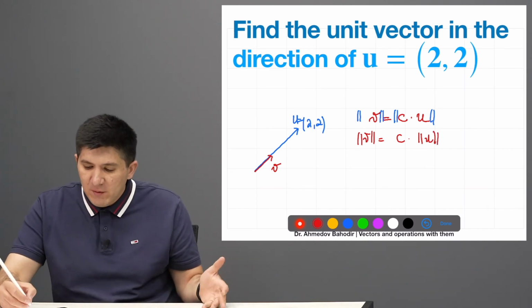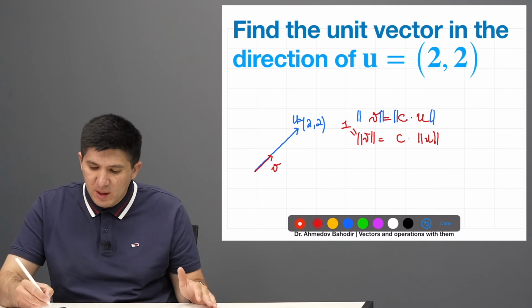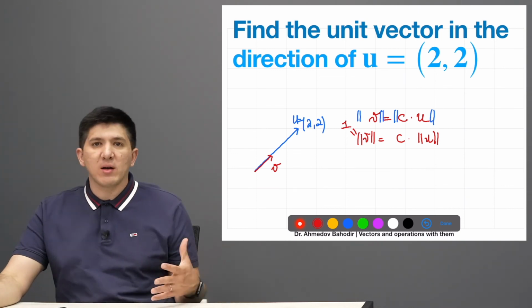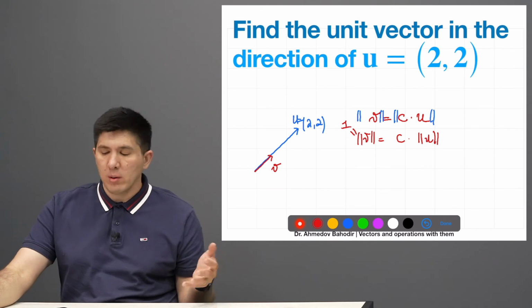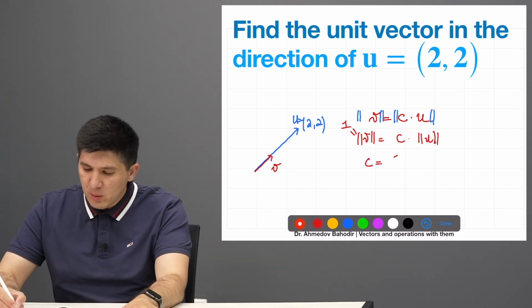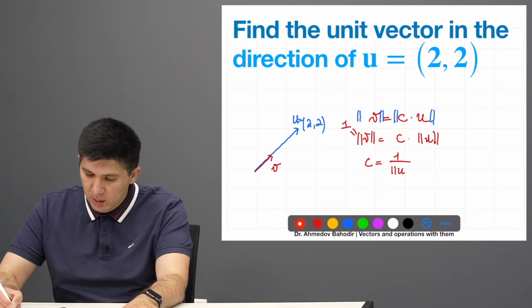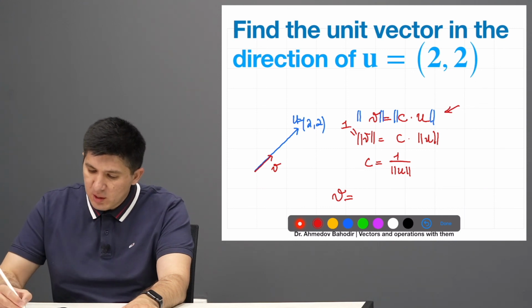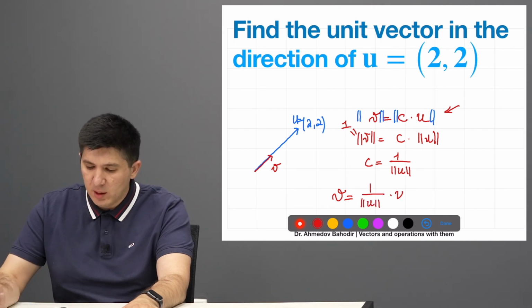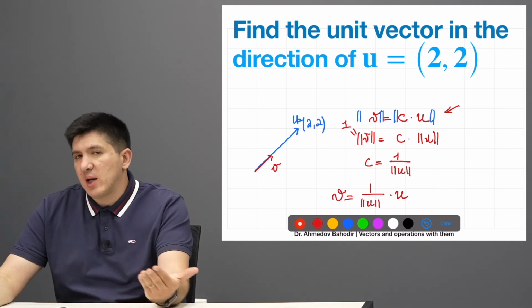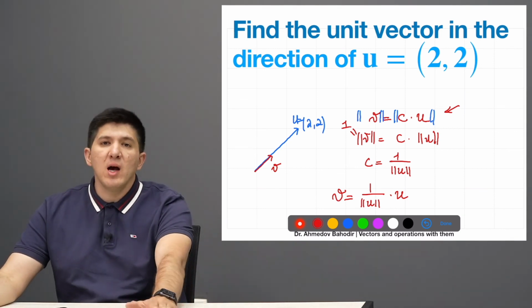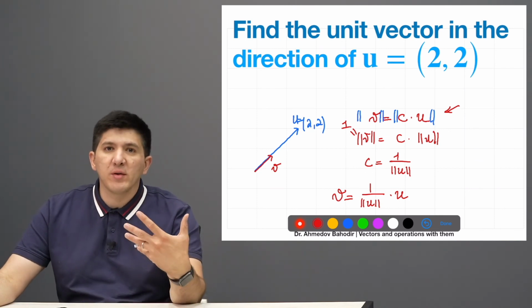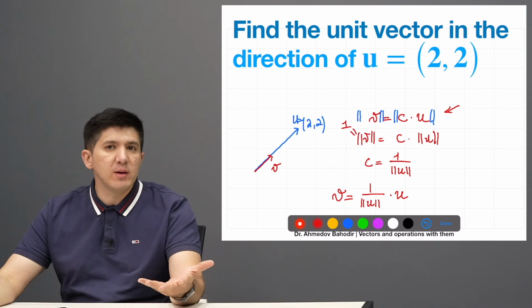The norm of v is equal to 1. That's the definition of v, since any unit vector is a vector with length 1. And c from here is going to be equal to 1 divided by the norm of u. To find v, I'm just going to use the first equation. It is going to be v equals 1 divided by the norm of u, times u. So this is what I have to do. Essentially, I just need to divide the vector by its own length in order to find the unit vector in the same direction.